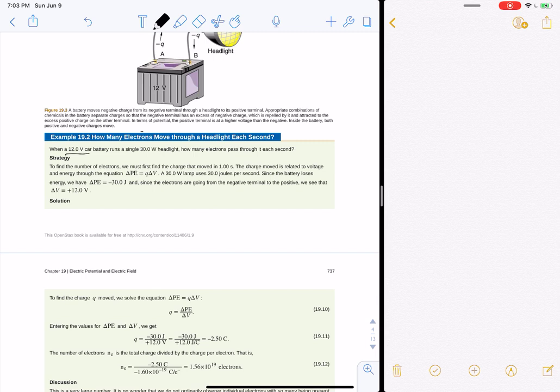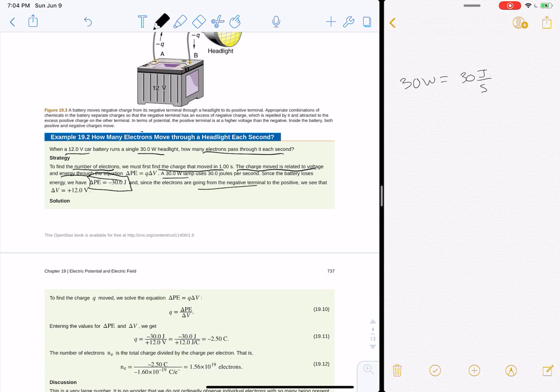So if we've got a 12-volt battery, let's say they're putting a 30-watt headlight on there. How many electrons pass through it each second? So in order to find the number of electrons, we must first find the charge that moved in, let's say, 1 second. The charge moved is related to the voltage and the energy equation. So a 30-watt lamp. A watt is a joule per second. So that's 30 joules per second of energy. So now you can see, okay, I've got joules per second, and I know that I can relate energy to that. And the battery then must use 30 joules every second.